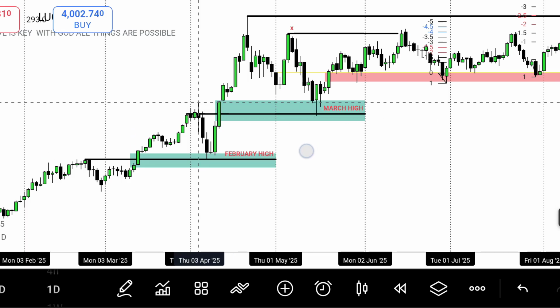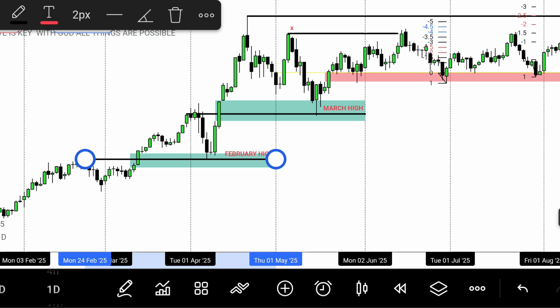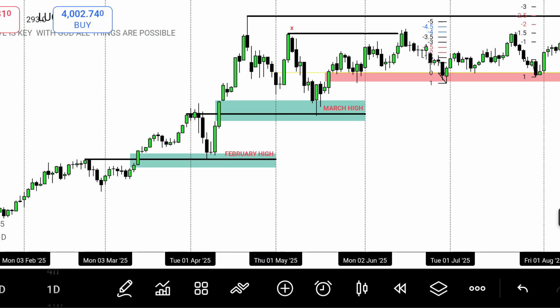My eye will be immediately drawn to this imbalance. Why? Because the imbalance formed through the February high, and this level also is very crucial. Once price formed this rejection block and dropped lower into the February high as this fair value gap, the reaction to this will be very crucial in determining order flow.